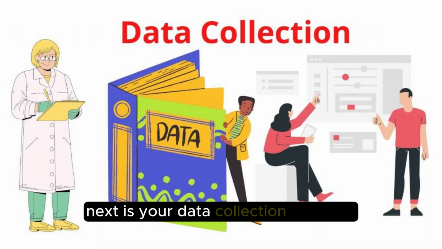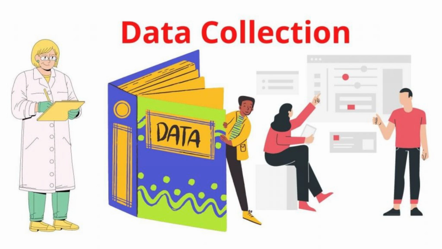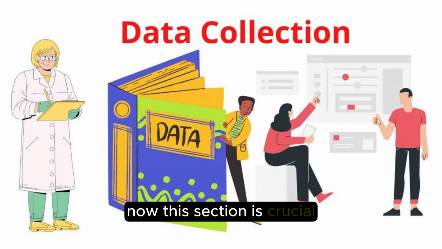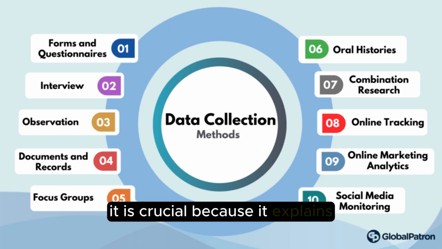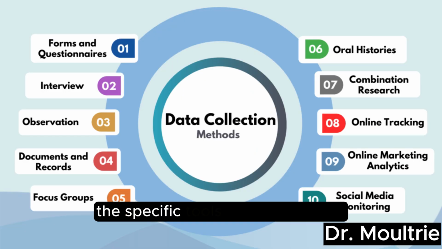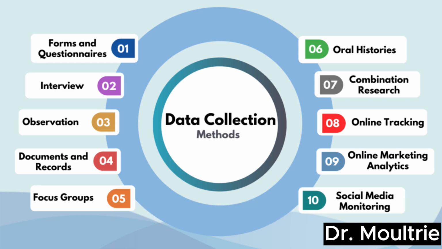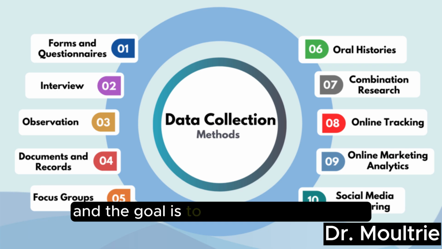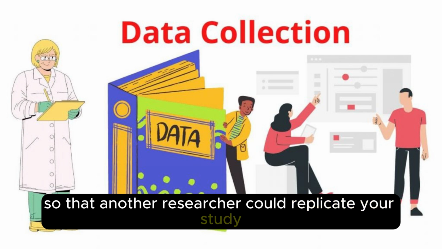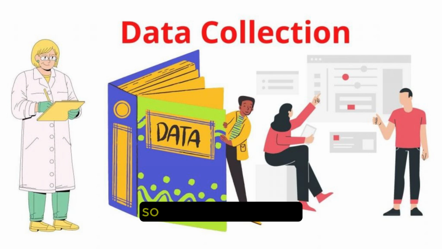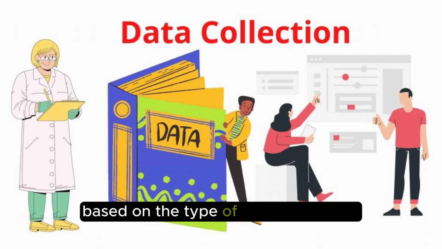Next is your data collection methods. Now this section is crucial. It is crucial because it explains the specific tools and instruments you use to collect your data. And the goal is to provide enough detail so that another researcher could replicate your study. So let's break it down based on the type of research design.